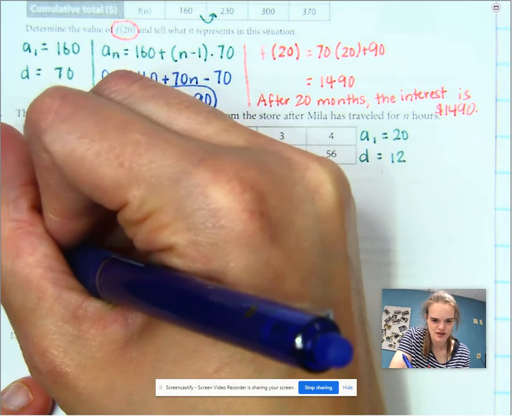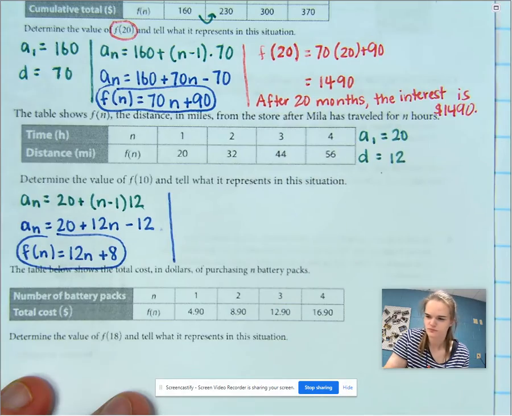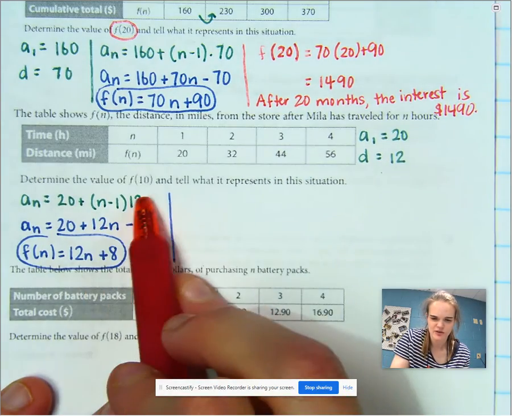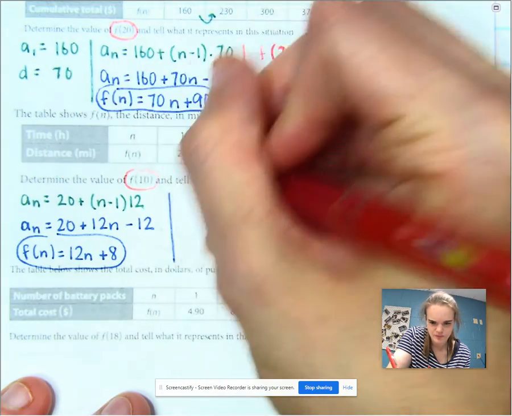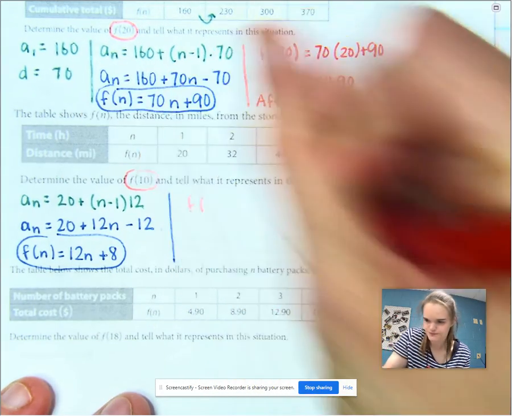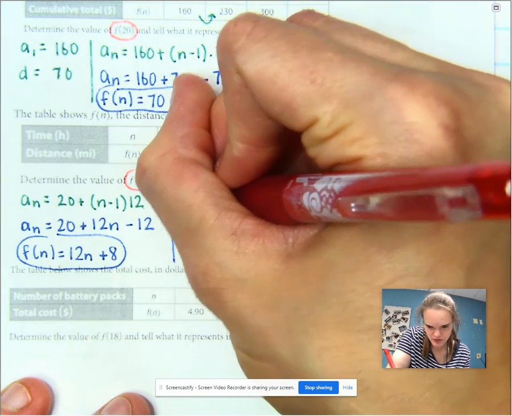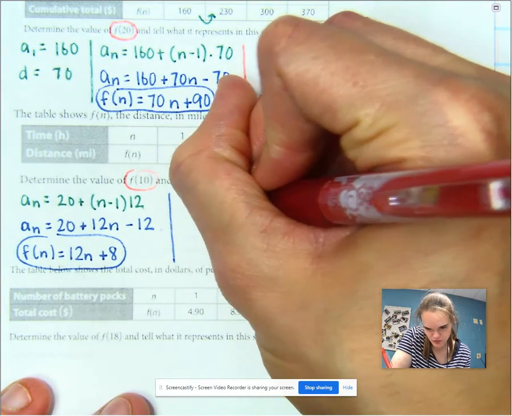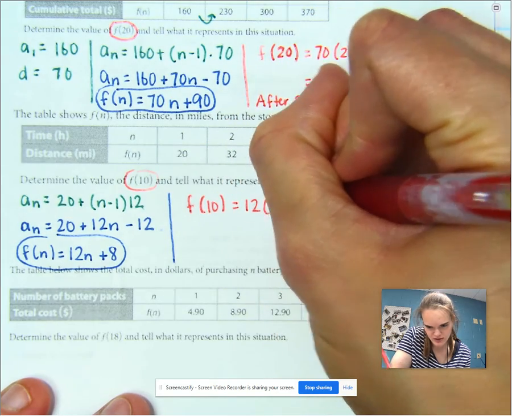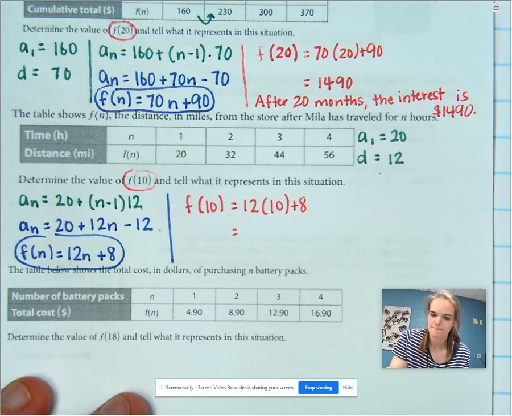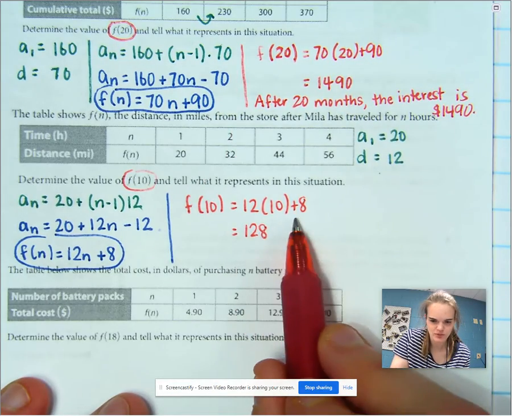Part of the answer is right here. The other part we're going to put right here. It says, determine the value of f of 10 and tell what it represents. F of 10 equals 12 times 10 plus 8, and that is 128. 12 times 10 plus 8.